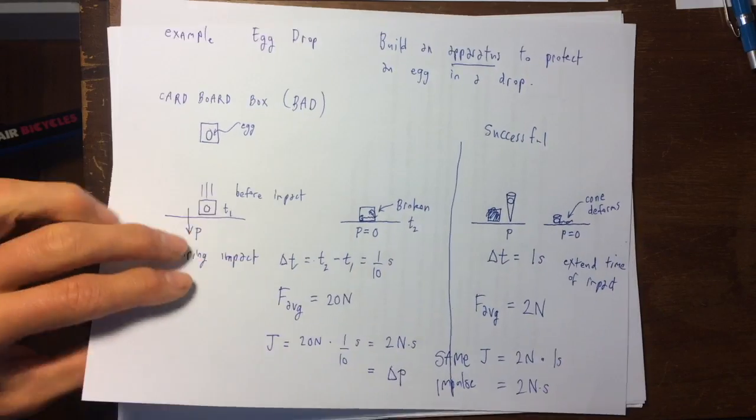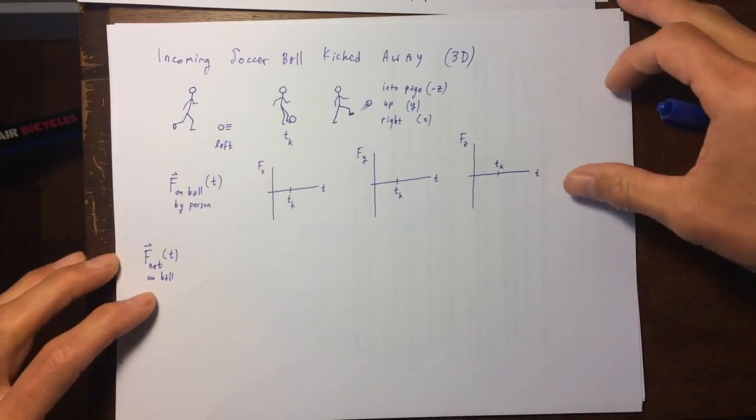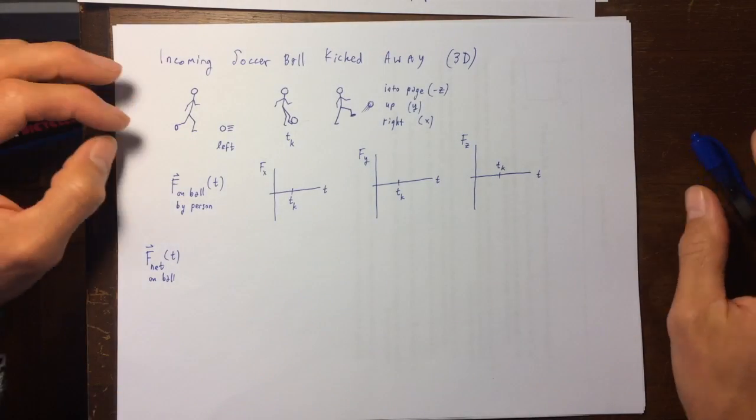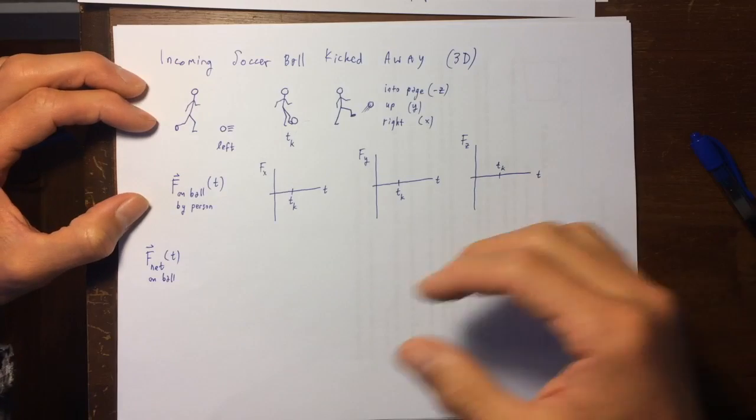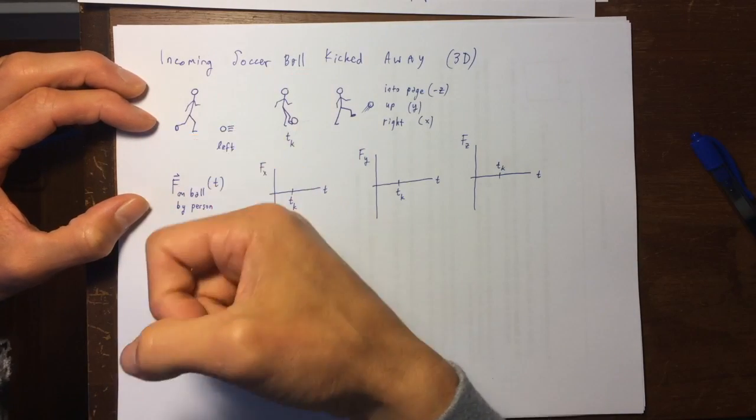Okay, so now let's get more interesting by way of an example. I went ahead and drew out some stuff. We're going to fill this in, but let me explain what I've got. I've got an incoming soccer ball. Here it's coming inwards towards the left.